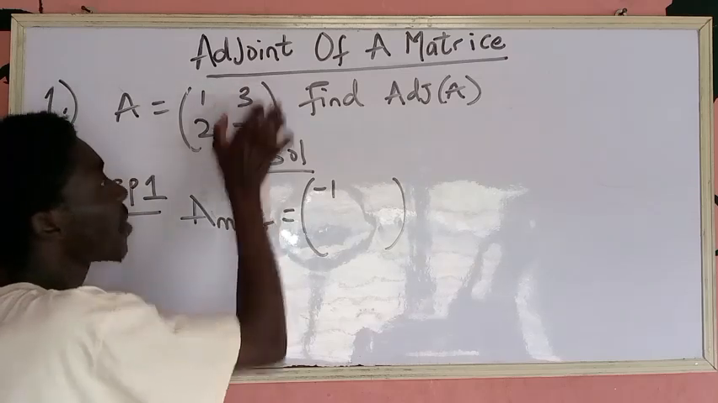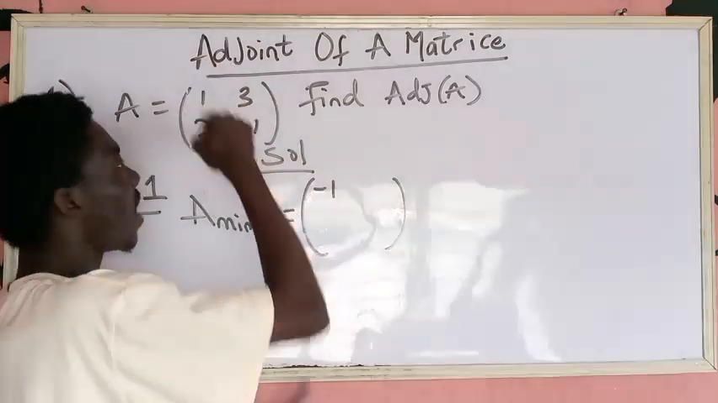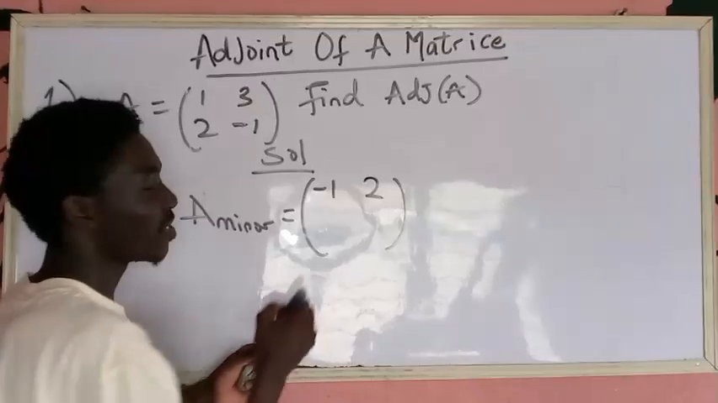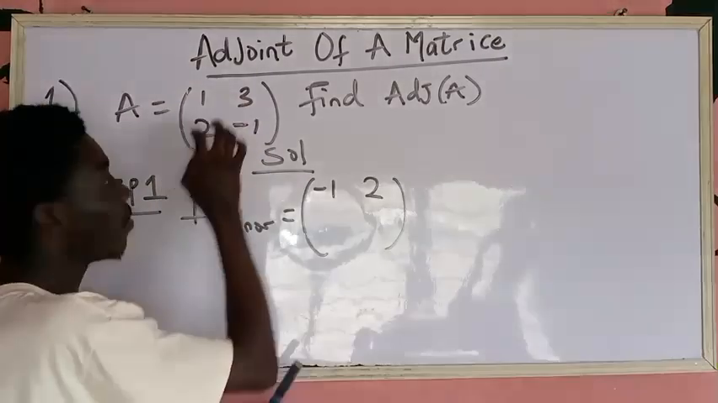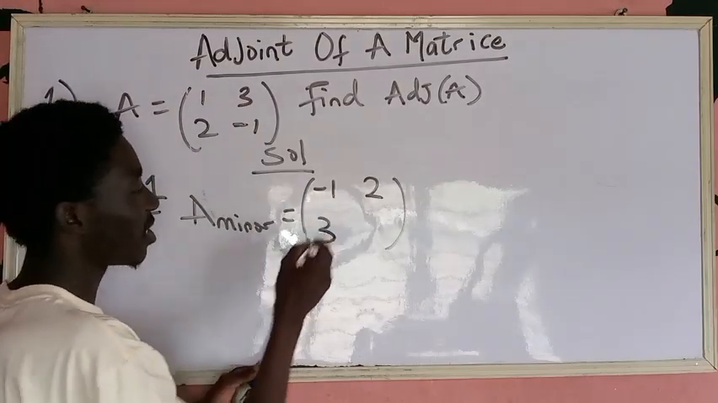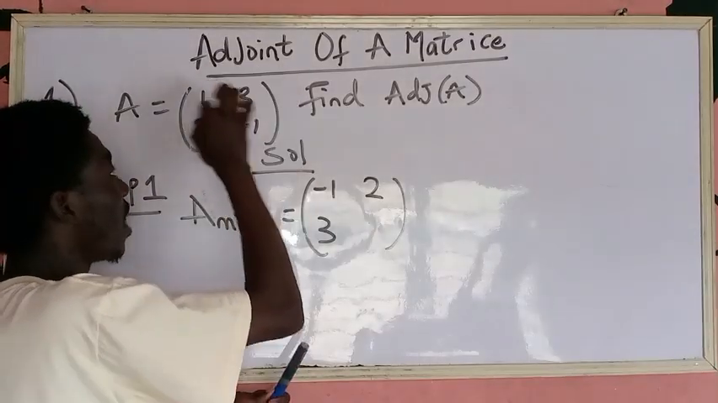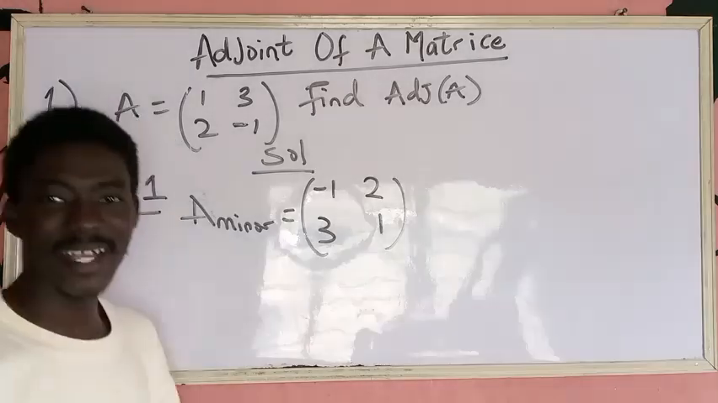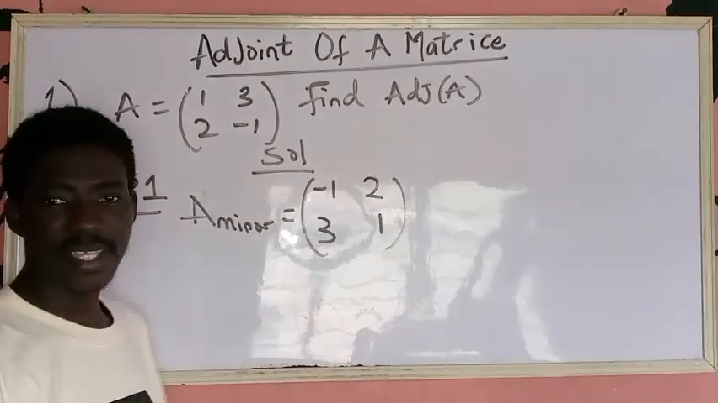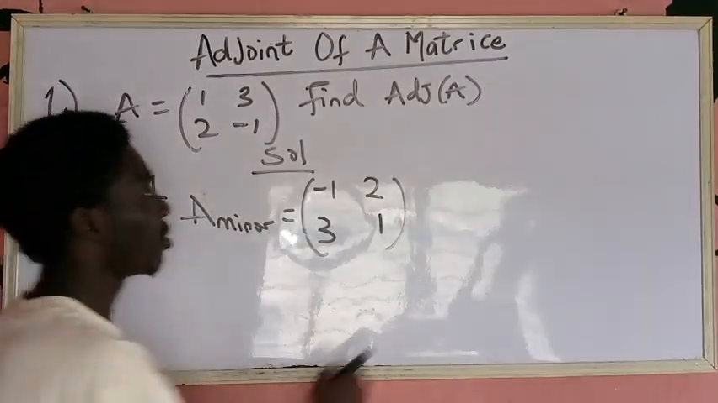Next one, 3: block out this column, block out this row. I'm left with 2. Next one, 2: block out this column, this row. I'm left with a 3. Next one, minus 1: block out this column, this row. I'm left with a 1. That is my minor. That is step 1. Step 1 gives me this. Next one is step 2.